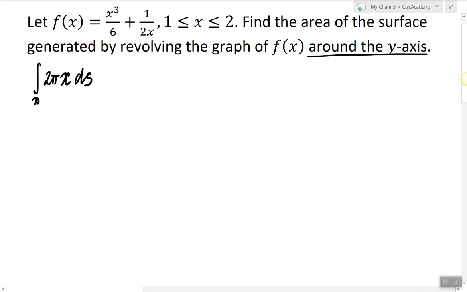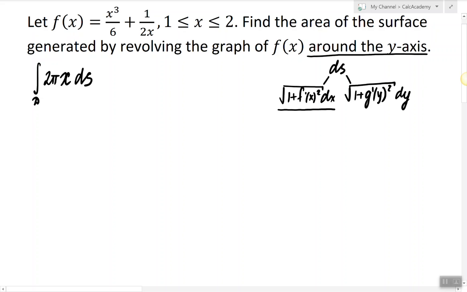ds, and ds, depending on the circumstances, can be interpreted as either square root of 1 plus f prime x squared dx, or as square root of 1 plus g prime y squared dy. And if we're going to interpret ds this way, then x in this integral will remain as x, and the limits will be from a to b with respect to x.